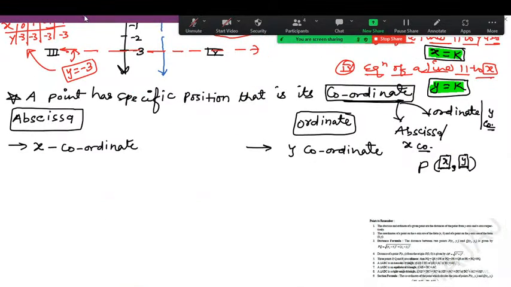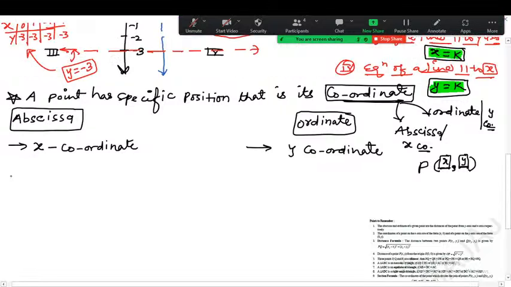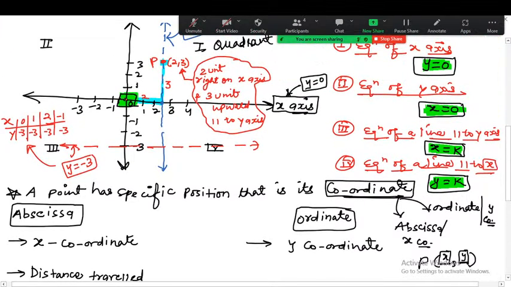Now the second point that we can put here is how we move on x-axis. That means the distance traveled along x-axis is also known as x-coordinate. Whatever distance you traveled along x-axis is the x-coordinate. Here we have traveled a distance of 2 units along x-axis. That's why this 2 is your x-coordinate.